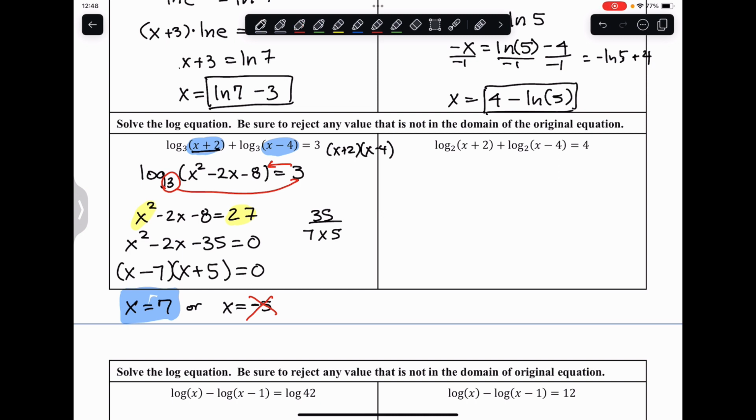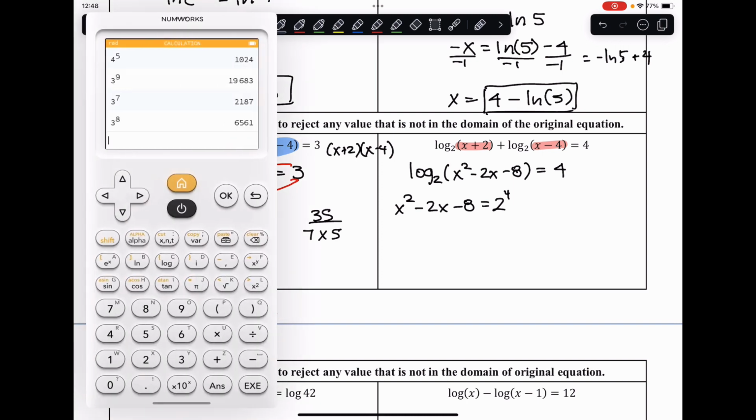So let's look at the next example. Next example, similar situation. We have the log base 2 this time, but we're still going to multiply again x plus 2 and x minus 4. So that's still going to give us x squared minus 2x minus 8, just like on the left problem. So here our x squared minus 2x minus 8 equals 2 to the 4th power. So 2 to the 4th power equals 16.